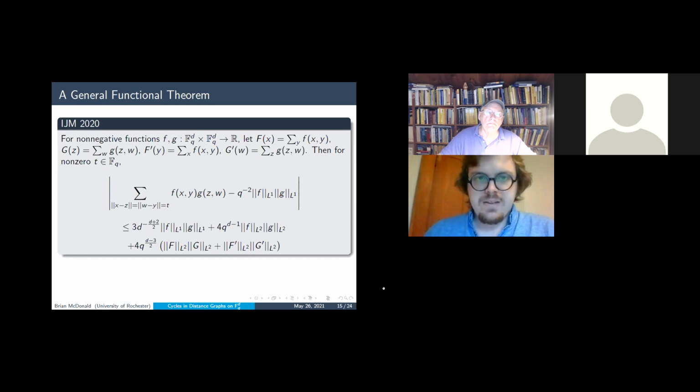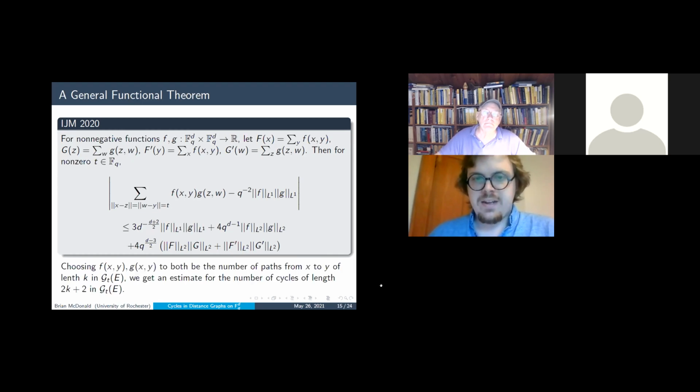This was one of the main tools we had. This was also a theorem from our paper last year. So this sum here is what we're estimating, and what is it counting? If we look ahead a little bit, we're going to end up choosing f and g to be the number of paths from x to y of length k in the distance graph or dot product graph. Actually, in this version, it is the distance graph, not the dot product graph.